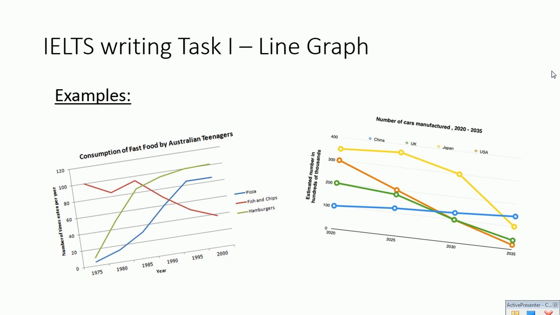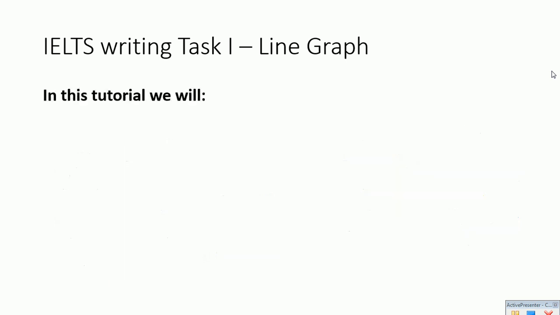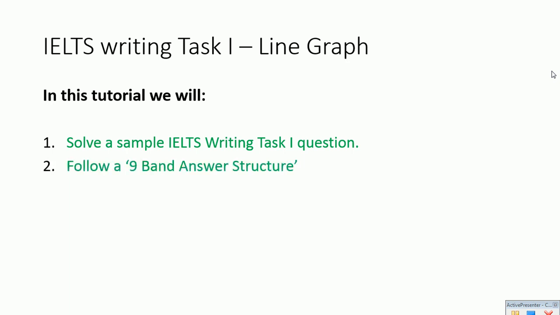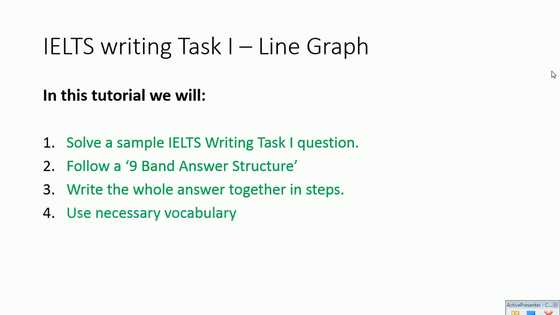As you can see, these are some trends, some lines going through over the years, and they are indicating some data. Now in this tutorial we will solve a sample IELTS Writing Task 1 question, follow a 9-band answer structure, write the whole answer together in steps, and use necessary vocabulary. I'll be guiding you throughout and we'll be solving this question together.